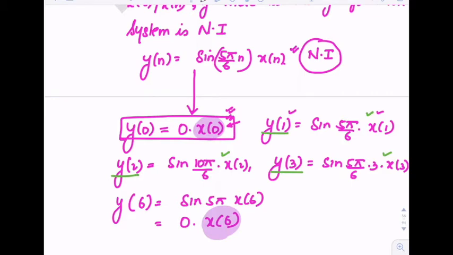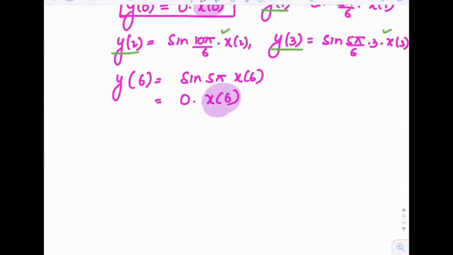and that's why this system will be non-invertible, because there is a loss of information. The system is converting x[n] to y[n], and there is a loss of information of x[n]. y[n] does not have all the information of x[n]. That's why you cannot recover x[n] from y[n], and that's why this system is non-invertible. Now, this question is solved.